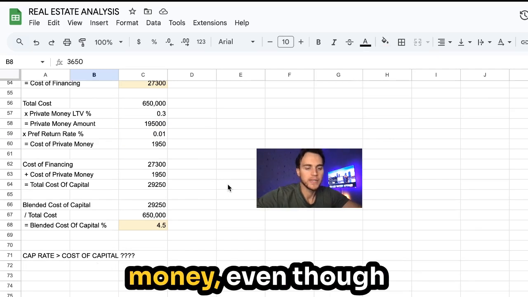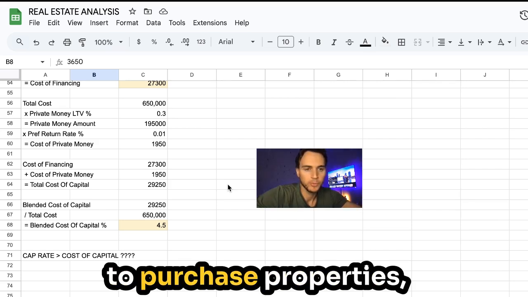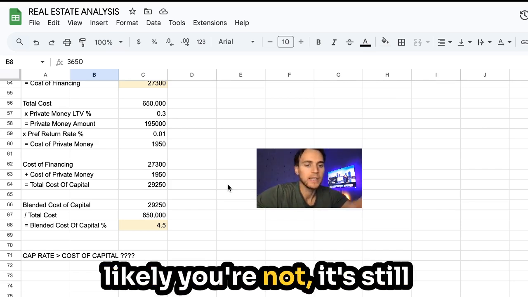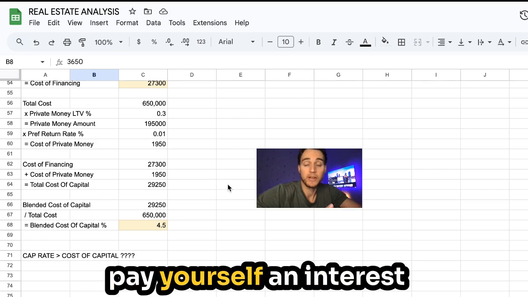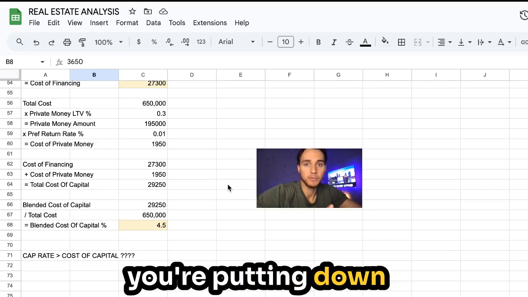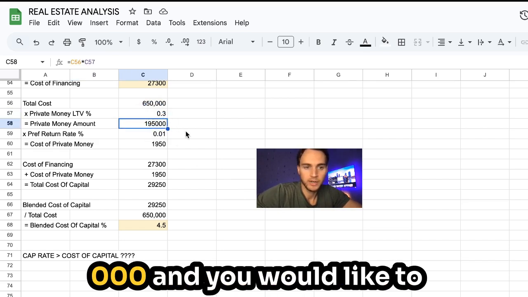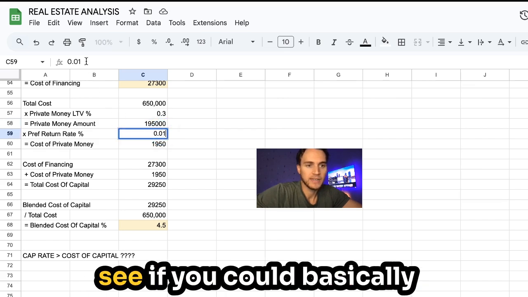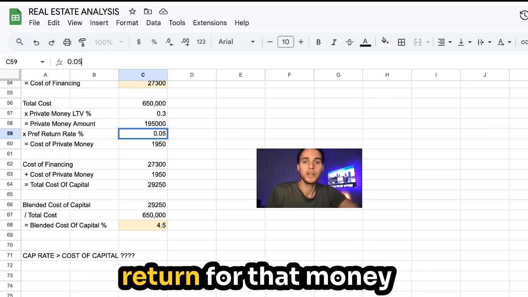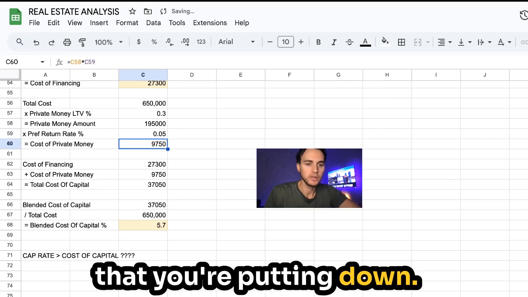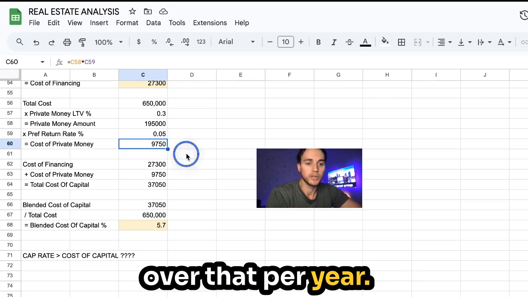So in terms of the private money, even though you're not going to be raising capital and offering interest rates to those people to purchase properties, or at least more than likely you're not, it's still going to be important to maybe take a look at. So if you wanted to pay yourself an interest rate on the money that you're putting down, it's something to look at. For instance, if you're putting down 30% on the property, so $195,000, and you would like to pay yourself a 5% return for that money, your property would need to generate an extra $9,700, a little over that, per year.